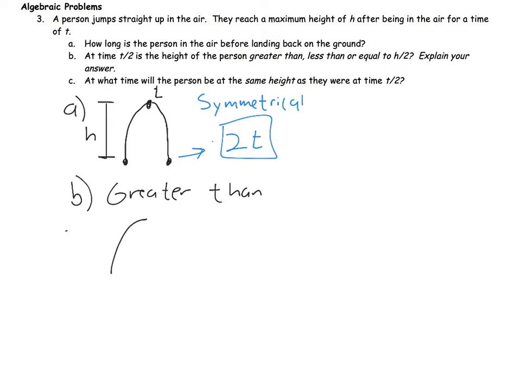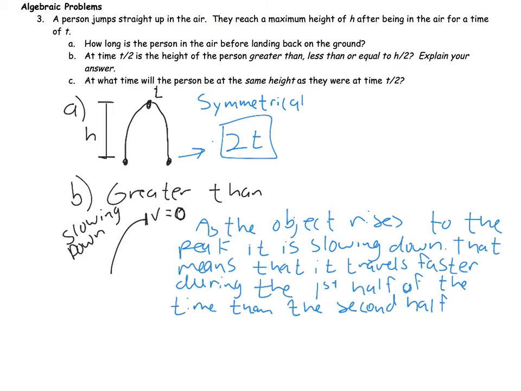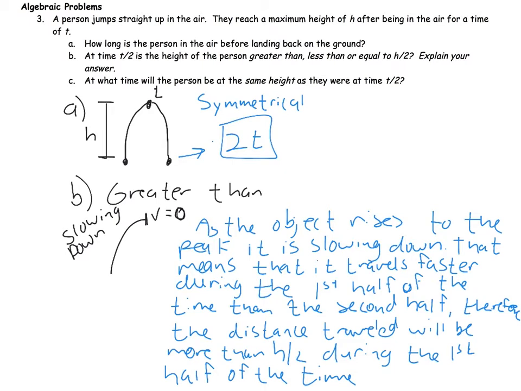We know that as we are going up to our peak, we are slowing down. Here our velocity is 0 at the very top. So as the object rises to the peak, it's slowing down. That means that it's traveling faster during the first half of the time than it is during the second half. And then we want to link this back to the distance, so I'm going to say, therefore, the distance traveled will be more than h over 2 during the first half of the time. And there we have it.